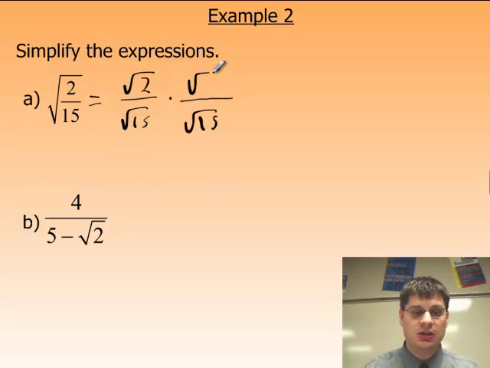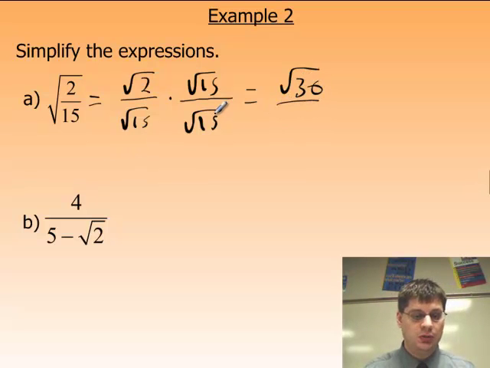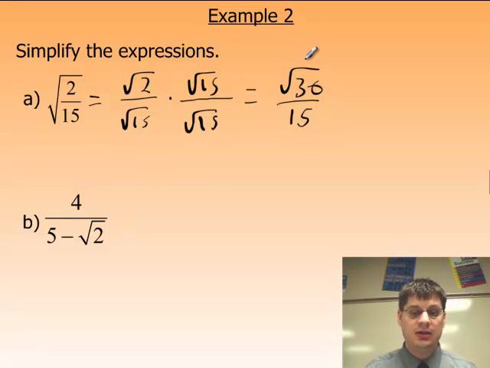I'm going to multiply this by the square root of 15 divided by the square root of 15, which is just like multiplying it by 1. So it doesn't change the value, but now we can rewrite it in a simplified manner. The square root of 2 times the square root of 15 gives us the square root of 30, and the square root of 15 times the square root of 15 is just 15. So I've rationalized the denominator. We no longer have a radical in the denominator, and this is a simplified expression.